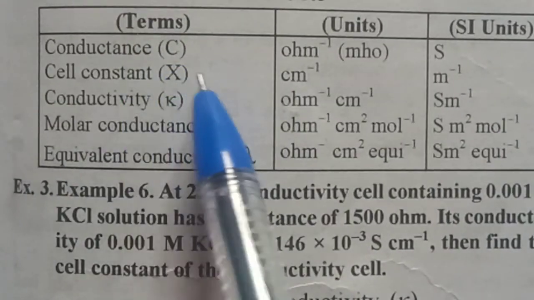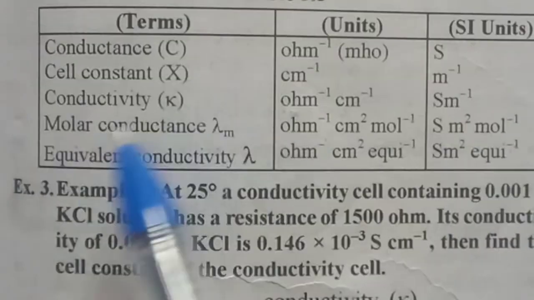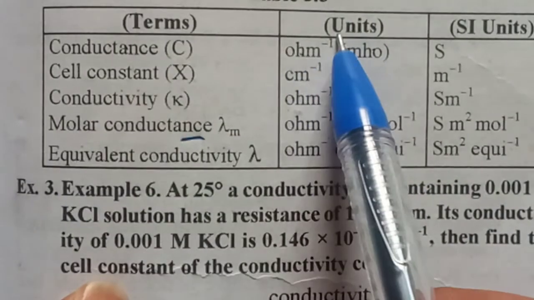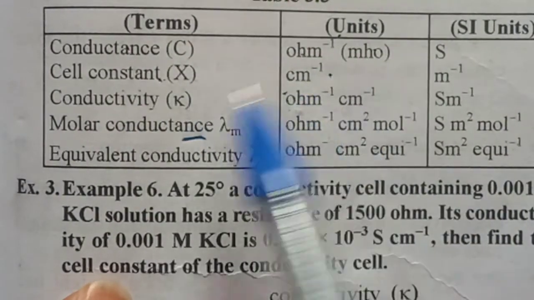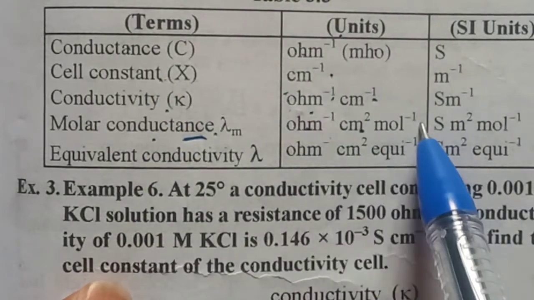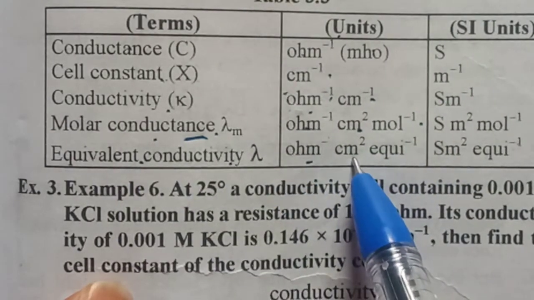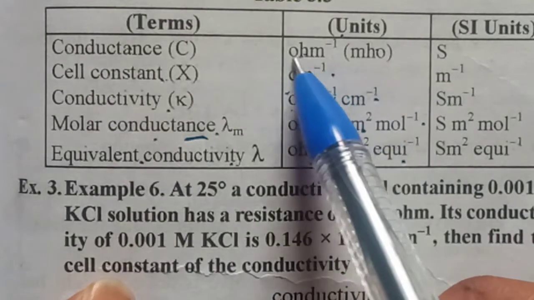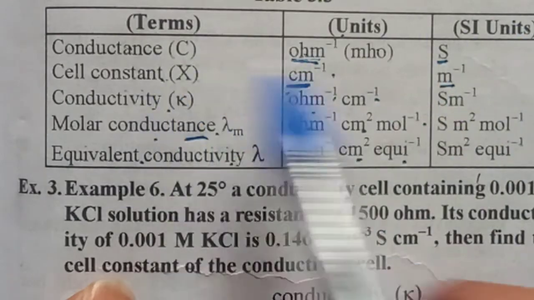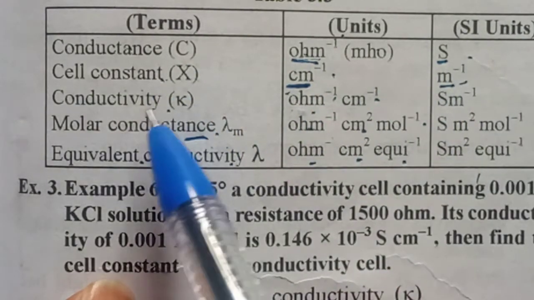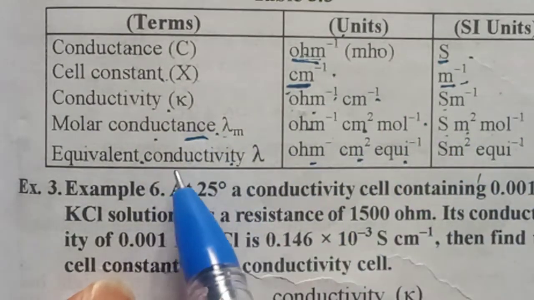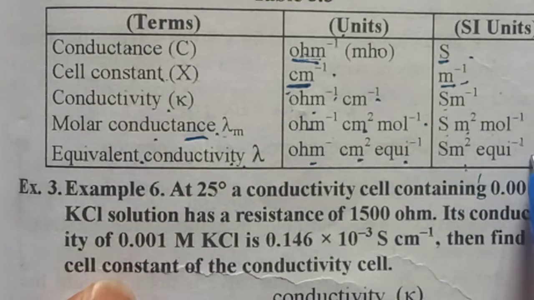Here are the units of the different terms: conductance G, cell constant X, conductivity kappa, molar conductivity and equivalent conductivity. Conductance is ohm inverse, cell constant centimeter inverse, conductivity ohm inverse centimeter inverse, molar conductivity ohm inverse centimeter square mole inverse, and equivalent conductivity ohm inverse centimeter square equivalent inverse. In SI unit, ohm is replaced by Siemens and centimeter by meter. So the SI units: conductance Siemens, cell constant meter inverse, conductivity Siemens meter inverse, molar conductivity Siemens meter square mole inverse, and equivalent conductivity Siemens meter square equivalent inverse.